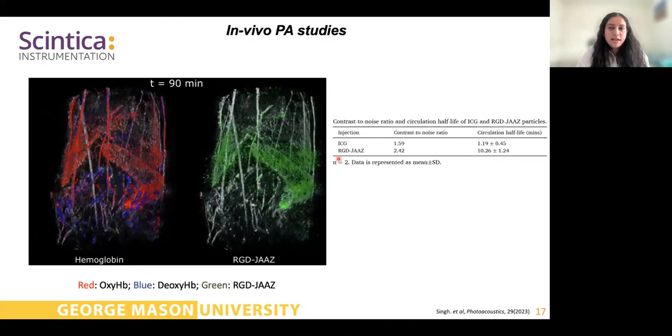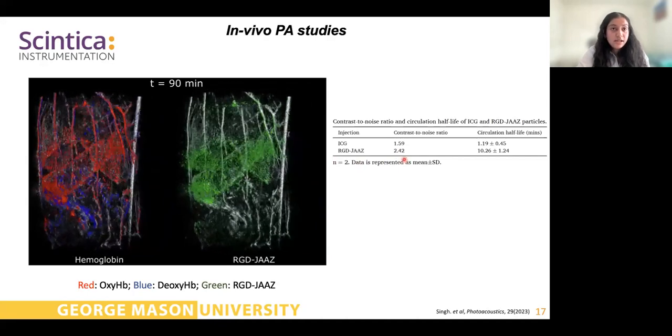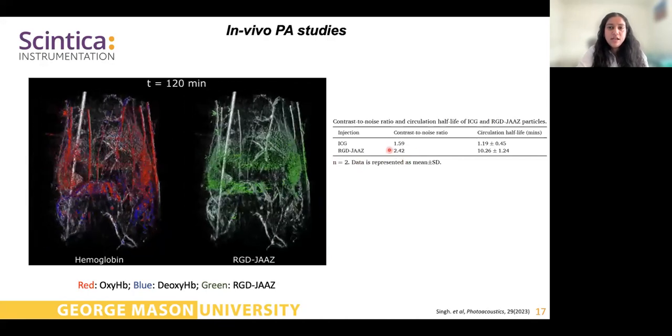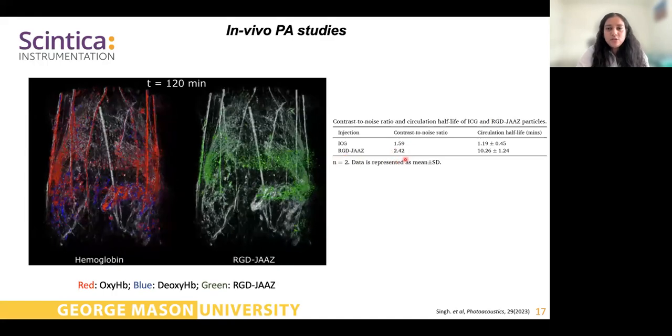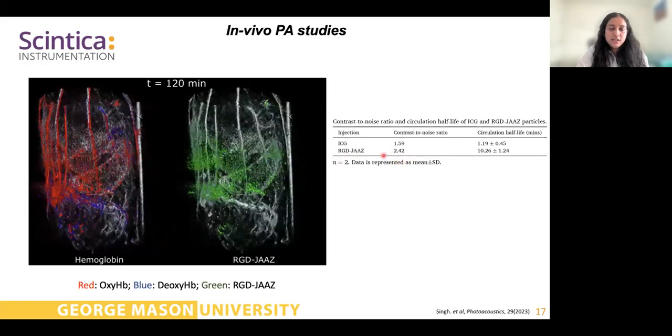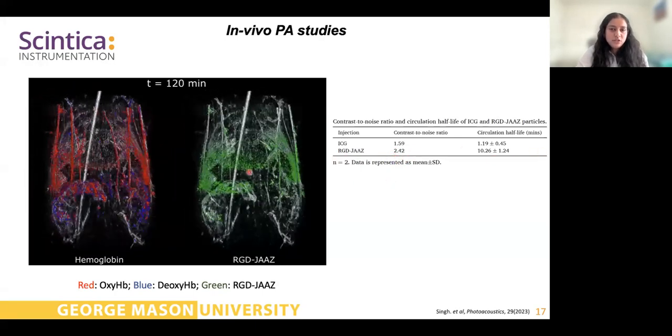And we were able to calculate the contrast to noise ratio of just our current gold standard ICG, which was 1.59, compared to our contrast agent RGD-JAS, which was 2.42. And also the circulation half-life was quite enhanced for these RGD-JAS particles. The details on these calculations are again given in the publication.